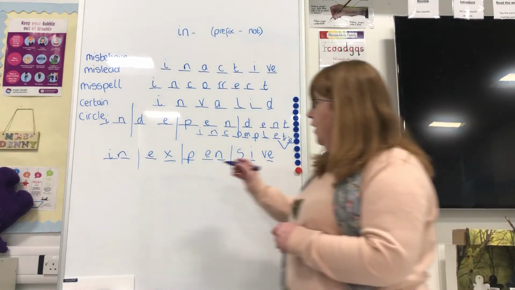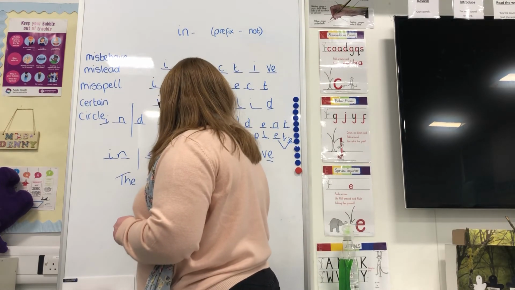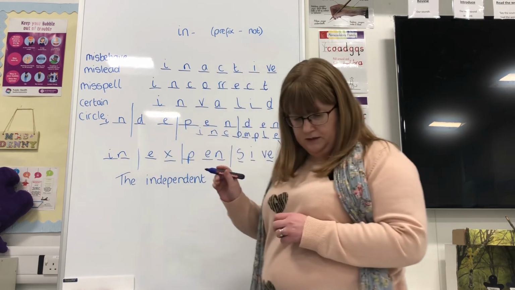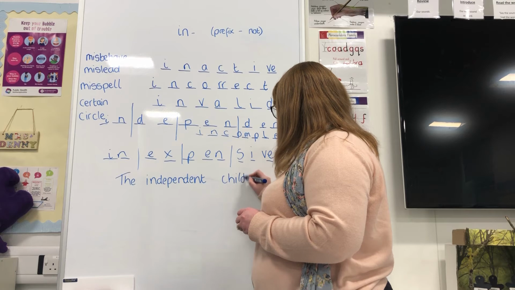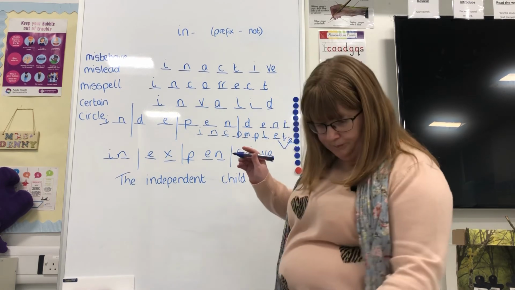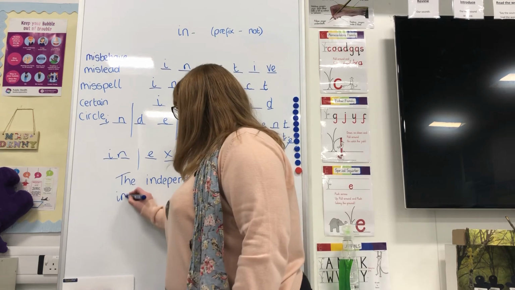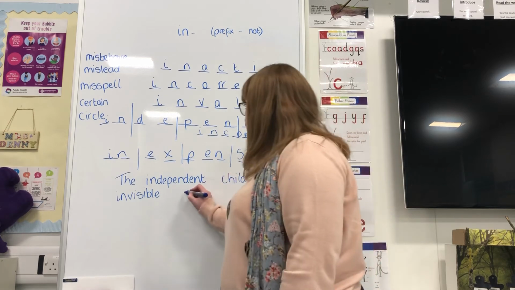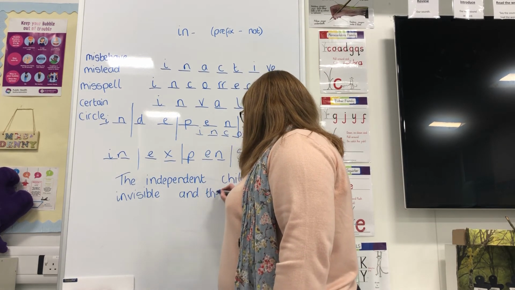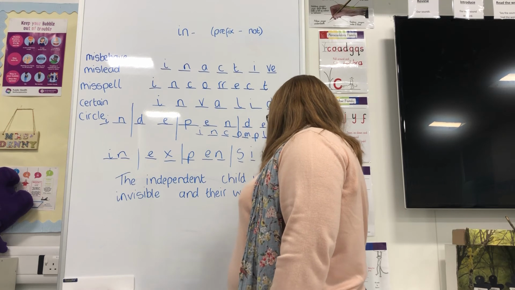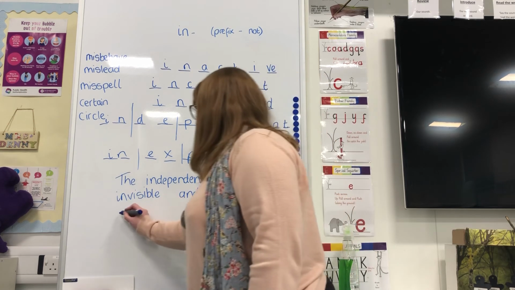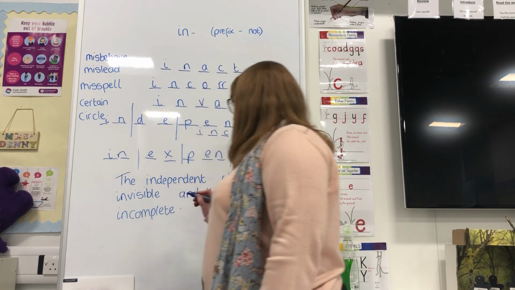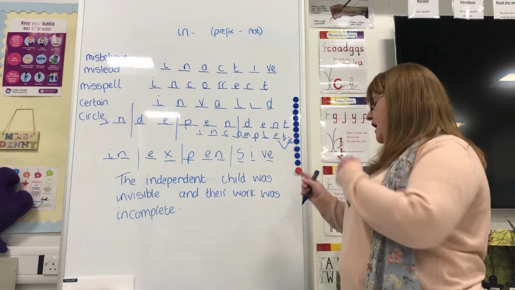And then we've got, so the independent, quite a long word. So the independent child was invisible and their work was incomplete. Okay, so the independent child was invisible and their work was incomplete.